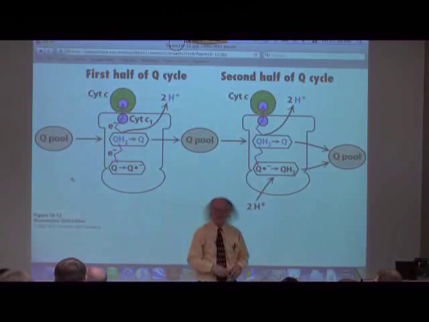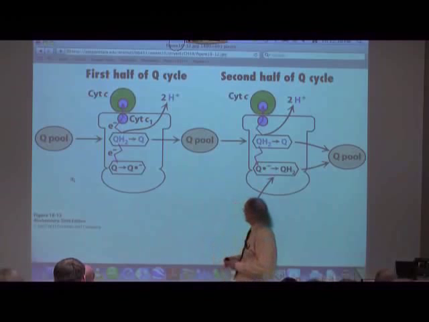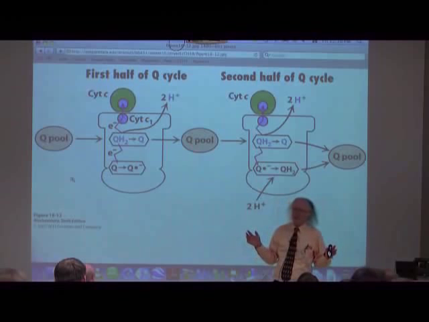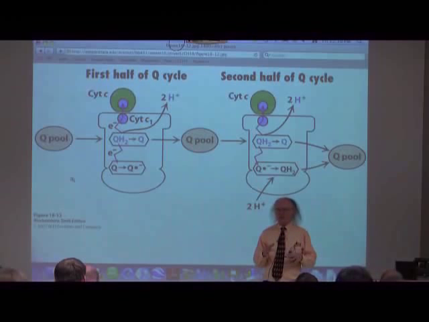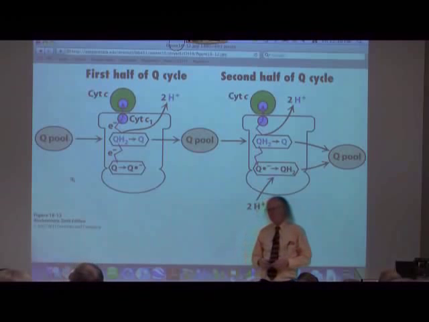Jessica? So I'm confused on the accounting. Is the second Q coming from the FADH2? So the Q pool, remember we've got millions of coenzyme Qs in the membrane. So that could come from FADH2, it could come from NADH. There's no way of telling. Yes, Megan?